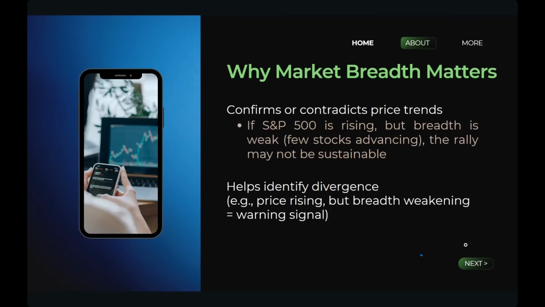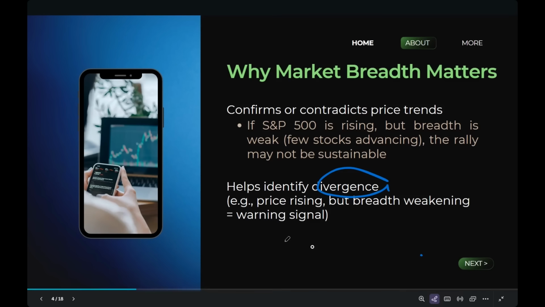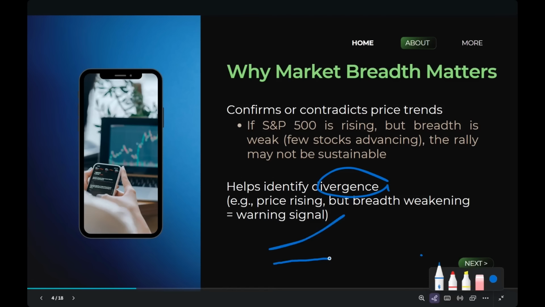So, why does market breadth matter? It confirms or contradicts the price trend. If the S&P 500 is rising, but the breadth is weak, that means few stocks are advancing compared to declining, and the rally may not be sustainable. This is also called divergence. That is when the S&P or NQ's price is going up, but the breadth is weakening, going down. This is called divergence, and it is a warning signal.